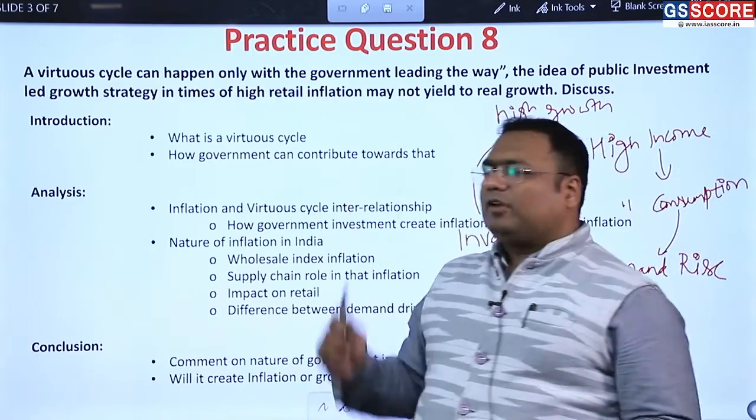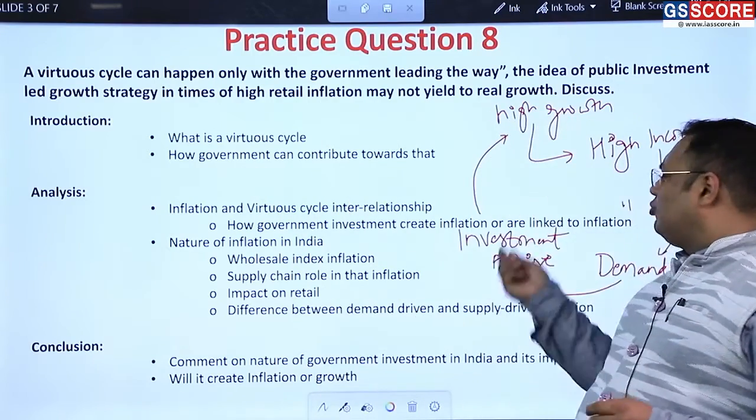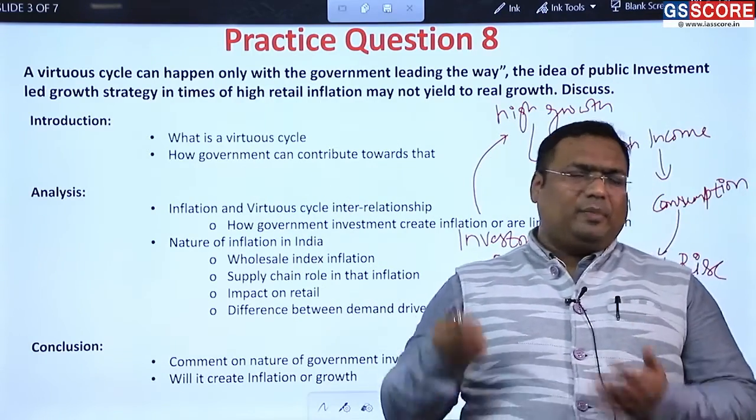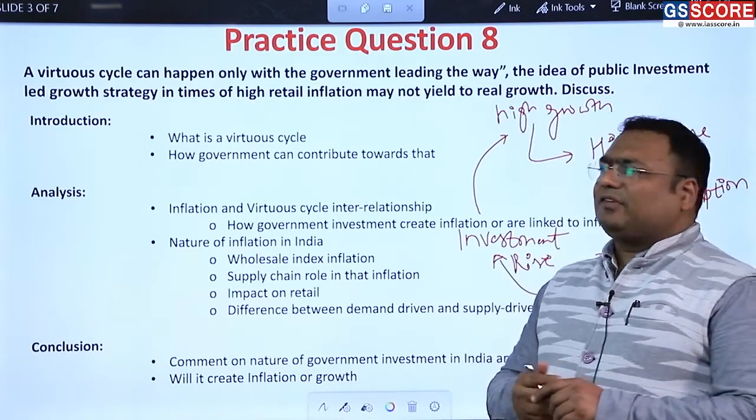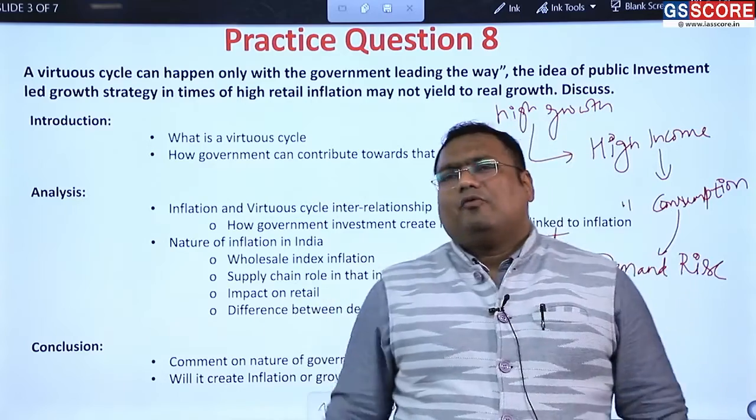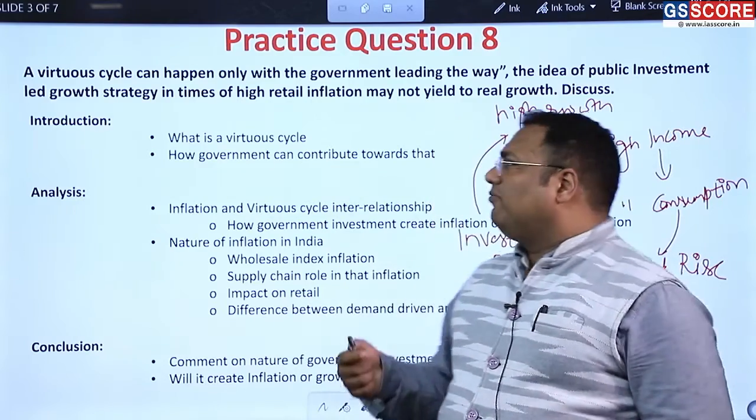First of all, you explain what is virtuous cycle. You can also make a flow chart like this. If you make it, it is better. I generally do not suggest making too many flow charts, graphs, etc. But here you can make. Virtuous cycle is best explained through a flow chart.